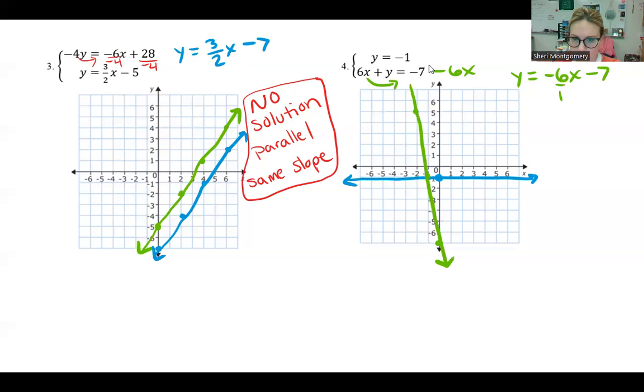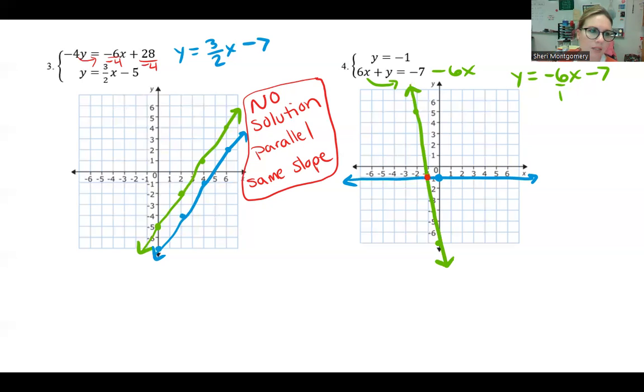Do the lines cross? Yes. And this is what happens more often than not. I only had 4 examples I wanted to show you. So of course I wanted to show you infinitely many. I wanted to show you parallel, but that's not what happens the most. So yes, I do cross.